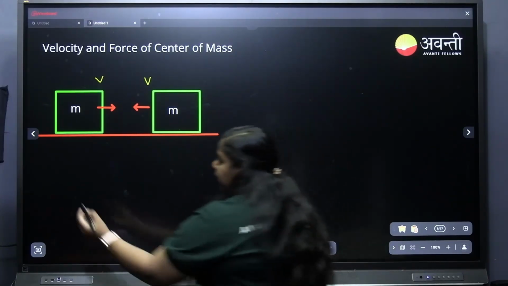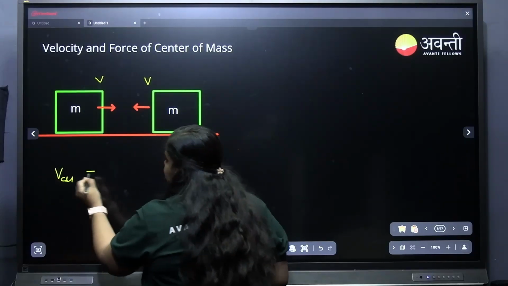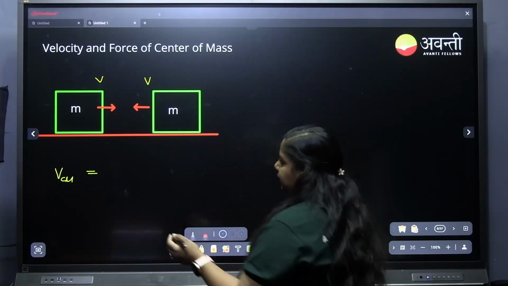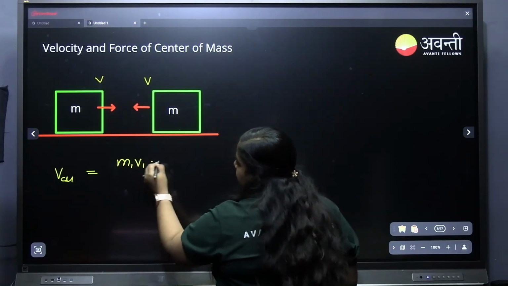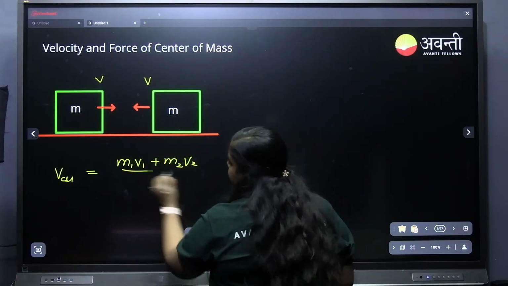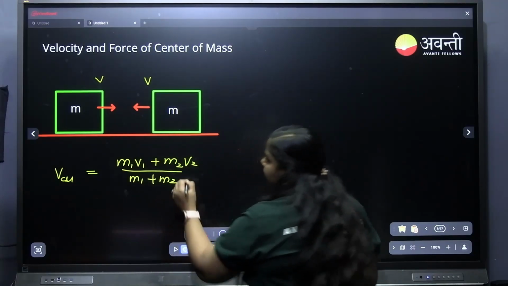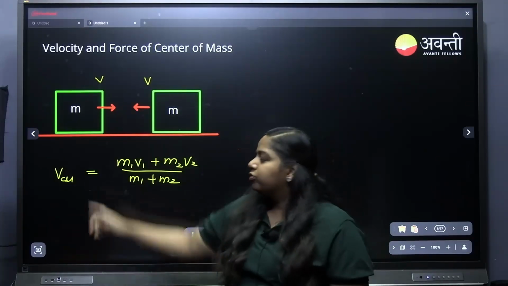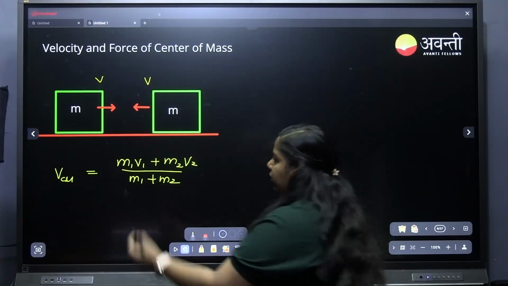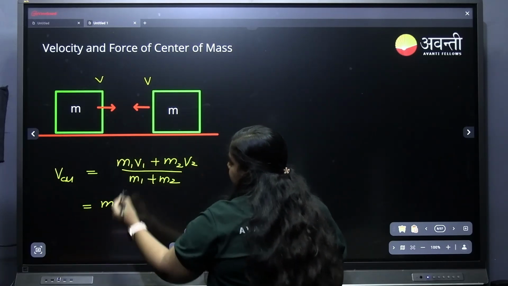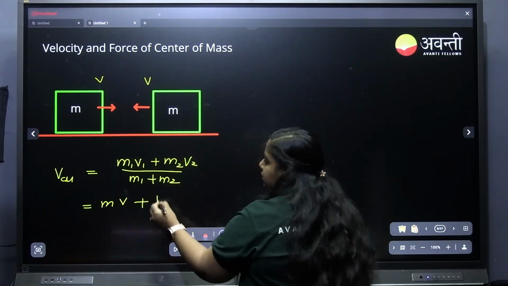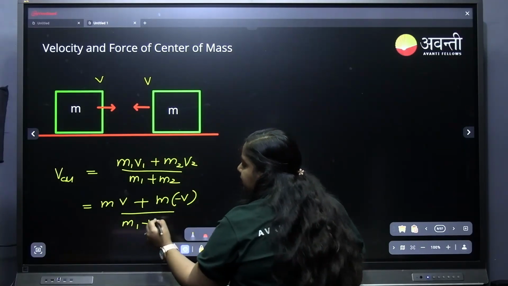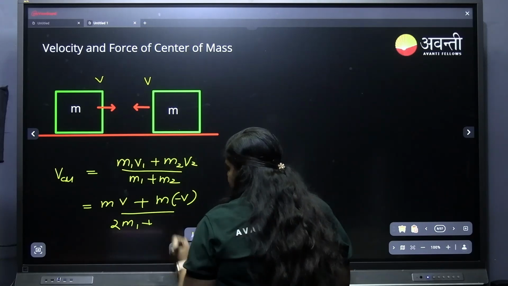Velocity of center of mass, if you want to find it, I told you we have only one formula in this chapter, just replace with things. m1 v1 plus m2 v2 divided by m1 plus m2. Instead of position x or r, we replace it with velocity. So we will get the velocity of center of mass. m1 is m, velocity v is towards positive, plus m2 is m, velocity is minus v, divided by m1 plus m2, that is equal to 2m.